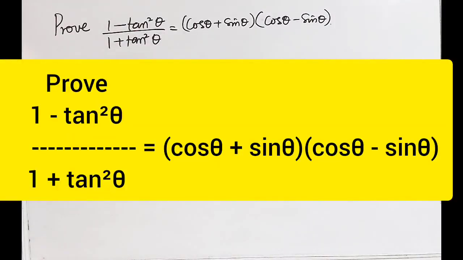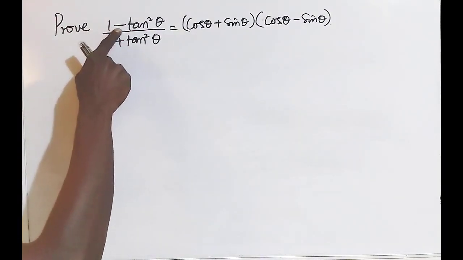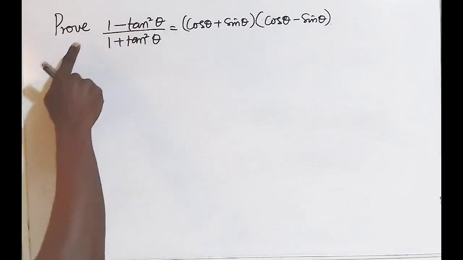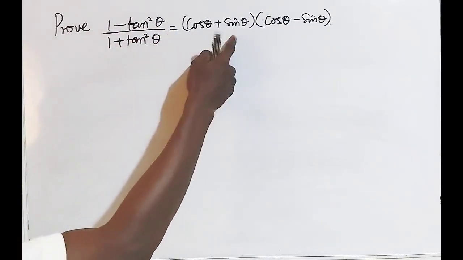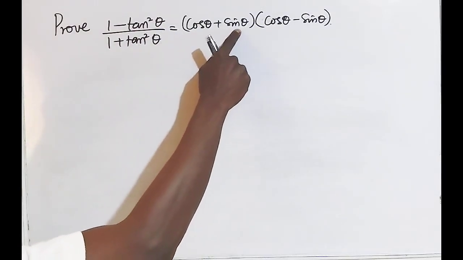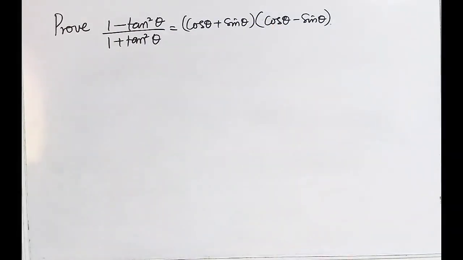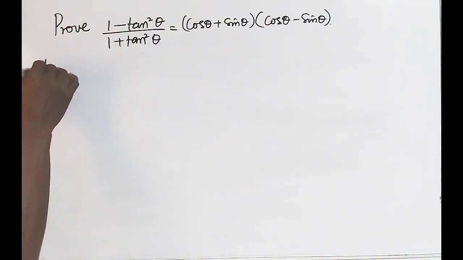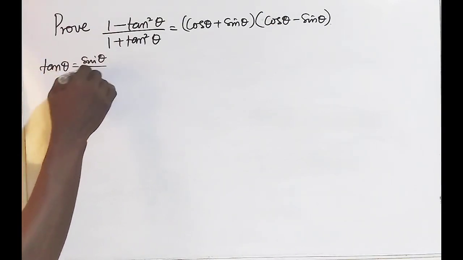Now let's consider this trigonometric identity that says prove that (1 minus tan²θ) all over (1 plus tan²θ) equals (cosθ plus sinθ)(cosθ minus sinθ). Alright, for us to proceed, let us recall that tanθ is sinθ over cosθ.